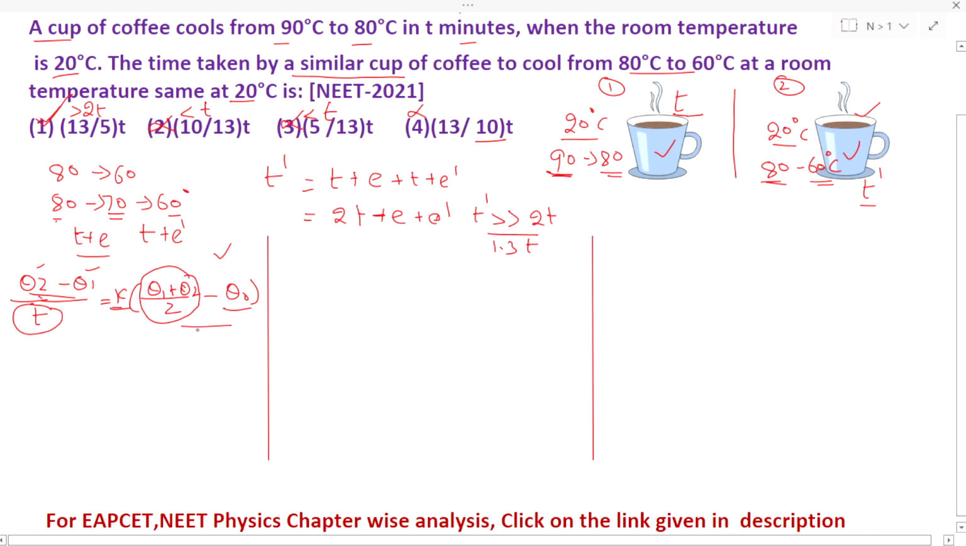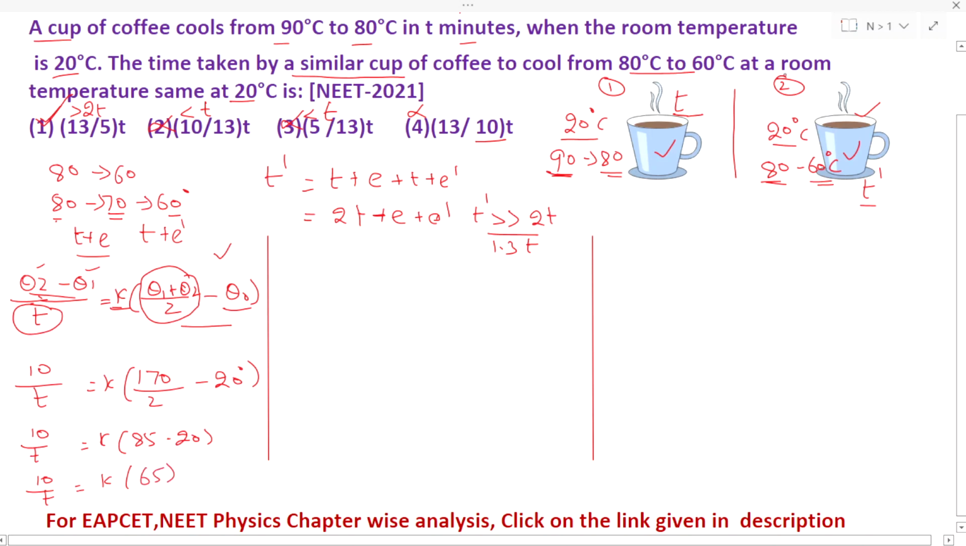Now let me use this equation for case 1. When I use this equation for case 1, what will I get? Theta 2 minus theta 1, that is 90 minus 80, 10 by t is equal to k into (theta 1 plus theta 2) by 2, that is (90 plus 80), 170 by 2 minus room temperature 20 degrees. Now let me solve further, that is 10 by t is equal to k into 85 minus 20, that is 10 by t is equal to k into 65.